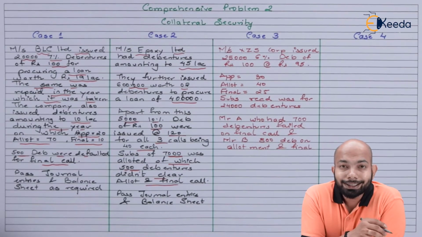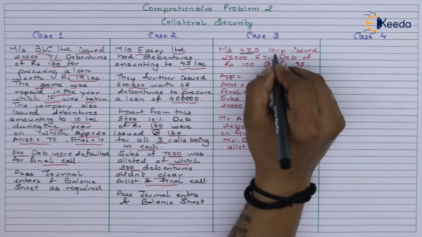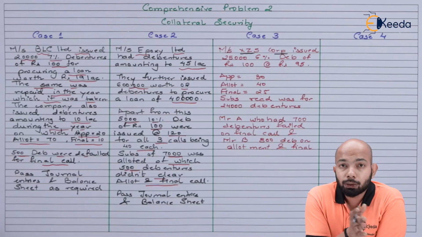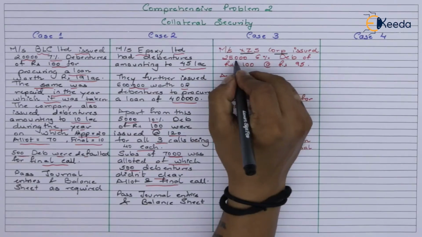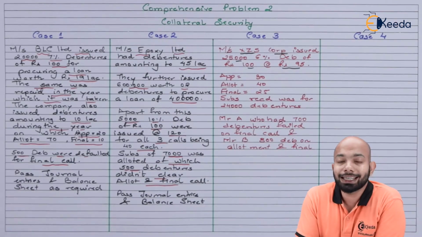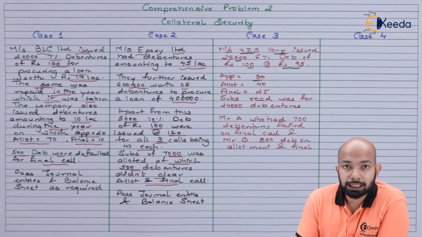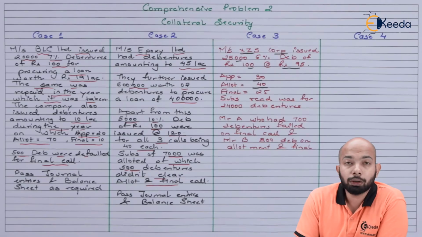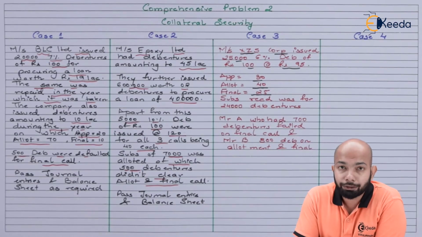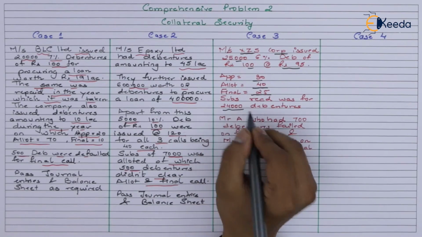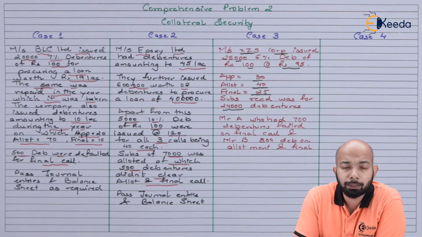Now, the case 3 details refer to Messrs. XZS Corporations. They issued 25,000 6% debentures of rupees 100 at rupees 95. That means this is a case of discount here. On application, they took around 30. On allotment, they took around 40. And on final, they took around 25 rupees. Subscription received here was for 24,000 debentures and the complete allotment was done.